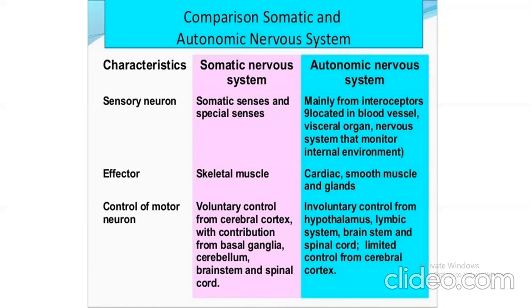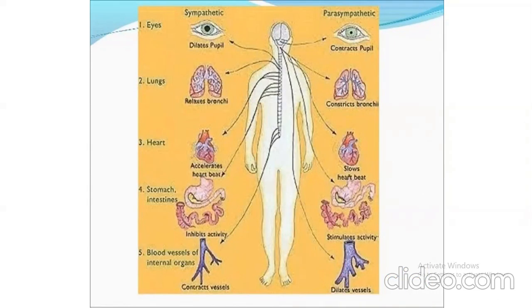Next one is control of motor neurons: in somatic, voluntary control from cerebral cortex with contribution from basal ganglia, cerebellum, brainstem and spinal cord. And in autonomic there is involuntary control from hypothalamus, limbic system, brainstem and spinal cord, with limited control from the cerebral cortex. Now here is again the difference between sympathetic and parasympathetic nervous system.